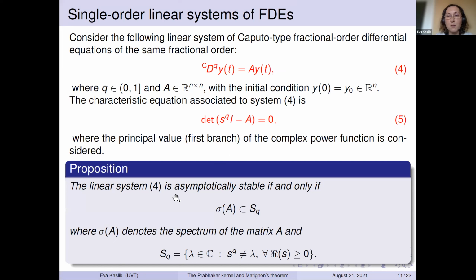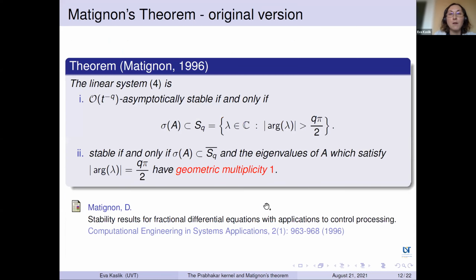And there's a very simple proposition that can be obtained, that is, our linear system is asymptotically stable if and only if the spectrum of the matrix A is included in the set S_q, where S_q is the so-called stability region defined by the set of all complex numbers lambda such that s to the power q is not equal to lambda for any s with positive real part. And actually, starting from this proposition, we can also arrive at Matignon's theorem, which gives us a simple condition which has to be satisfied by the arguments of the eigenvalues of the matrix A, so that our system will be asymptotically stable.